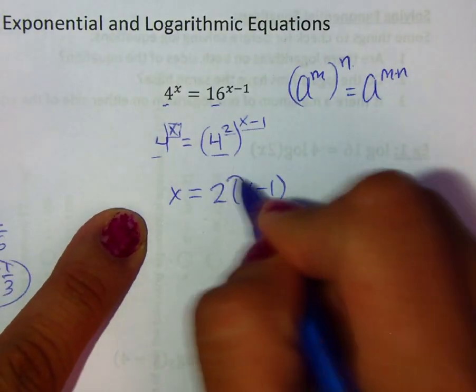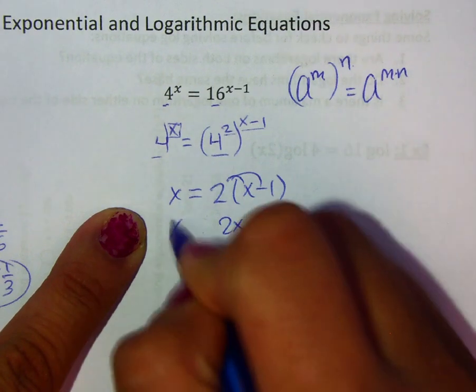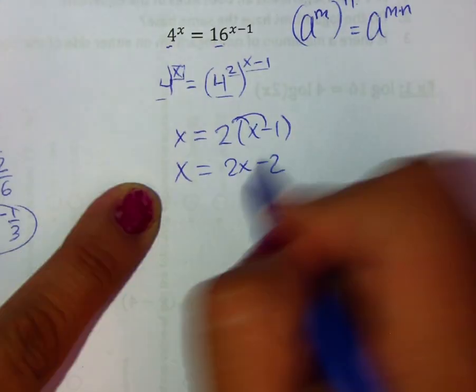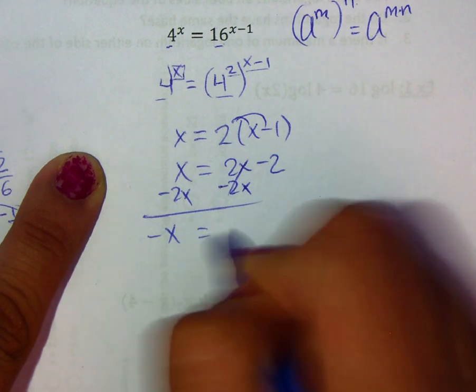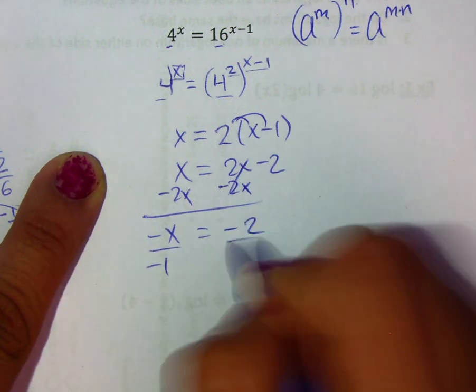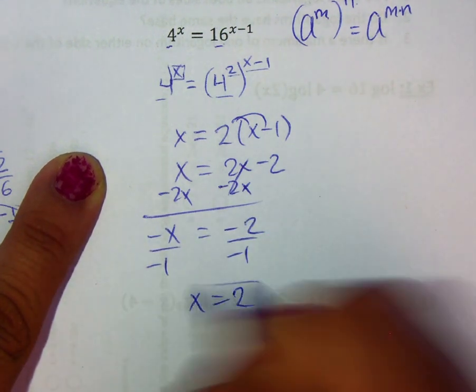This is just distributing, and then solving for x, which is moving the x to the other side and dividing by negative 1. So x equals 2.